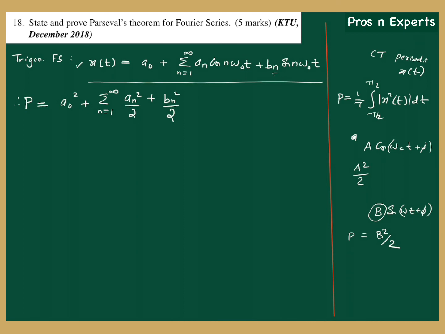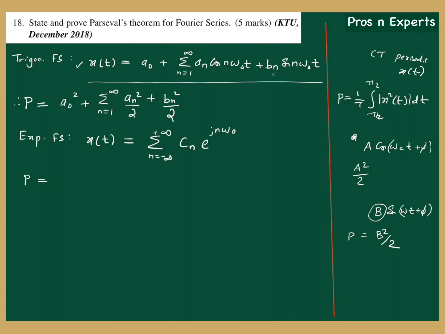Again, if you're asked to prove Parseval's theorem in exponential Fourier series, you know any continuous time periodic signal is represented in exponential Fourier series as x of t equal to sigma n equal to minus infinity to plus infinity cn e raised to j n omega 0 t, where cn is the exponential Fourier series coefficient. So that is the exponential Fourier series. Now what is power? The original equation is 1 by T integral mod x square of t dt.